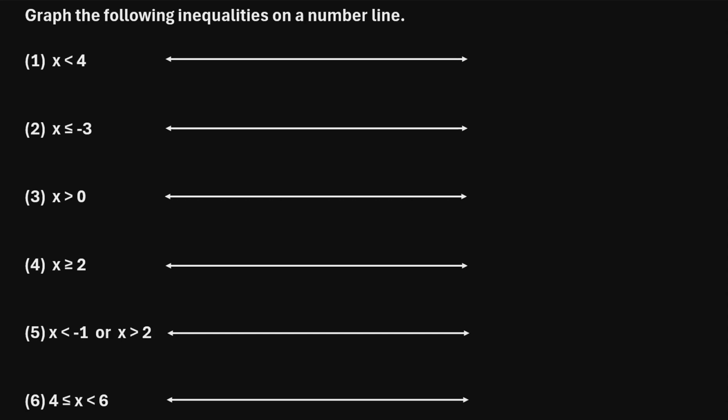In this video, I will explain how to graph inequalities on a number line. So I have 6 examples for us to work through here. Let's check out this first example. We have the inequality x is less than 4. So to graph that on a number line, here's what we need to keep in mind.